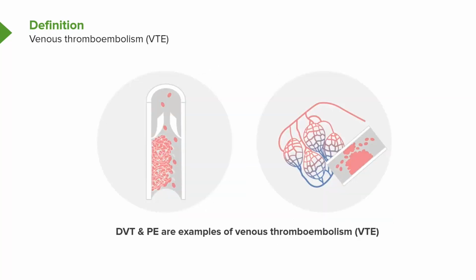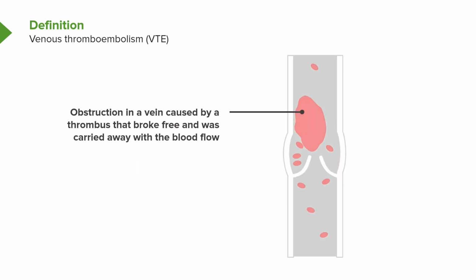DVT and pulmonary embolism are often lumped together using the term venous thromboembolism. And you can see in that term, we're including both the clot in the vein and the embolism to the lung. The obstruction in the vein is caused by the thrombus that breaks free and is carried away with the blood flow up to the lung.